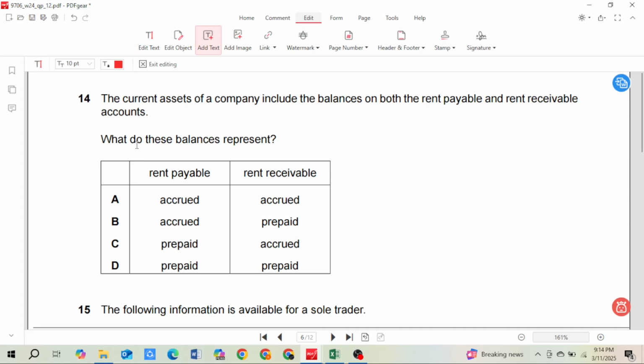Question 14. The current asset of a company included the balance of both the rent payables and rent receivables account. What do these balances represent? In the current asset, I wrote rent payable. That means this is my expense, rent payable. But if I write that in the current asset, that means I paid rent in advance, so prepaid rent. And if I write rent receivable, which is my income, in current asset, that means these are my accrued rent which I have not received yet. So rent payable is prepaid, and rent receivable is accrued. So the correct option is C.